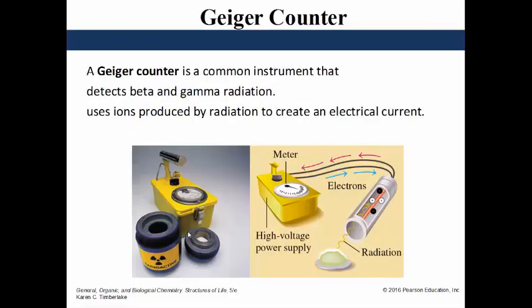Right, a Geiger counter. This is a very commonly used instrument that helps to detect forms of radiation, mainly beta and gamma radiation. The way this works is it uses ions produced by the radiation that create an electrical current. If you've ever seen or heard a Geiger counter being used, it makes that distinct clicking noise. The more clicks that it makes means more radiation is present.